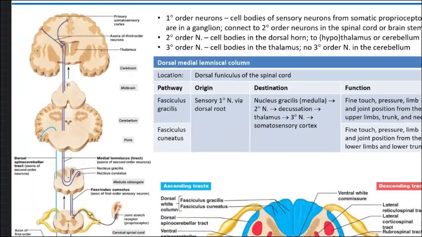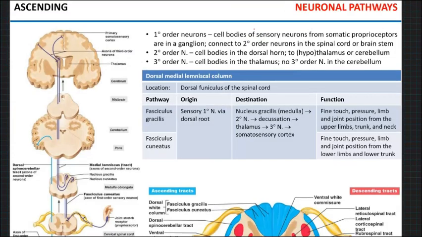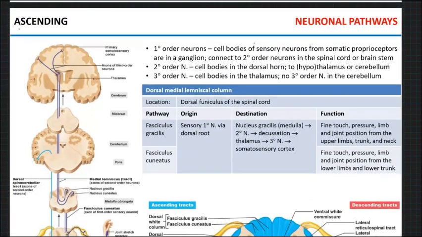So let's take a look at those pathways. And I'm going to be very, very exact with what you need to know and things that you don't really have to pay attention to. Okay? So let's start with the ascending pathways, which are sensory.